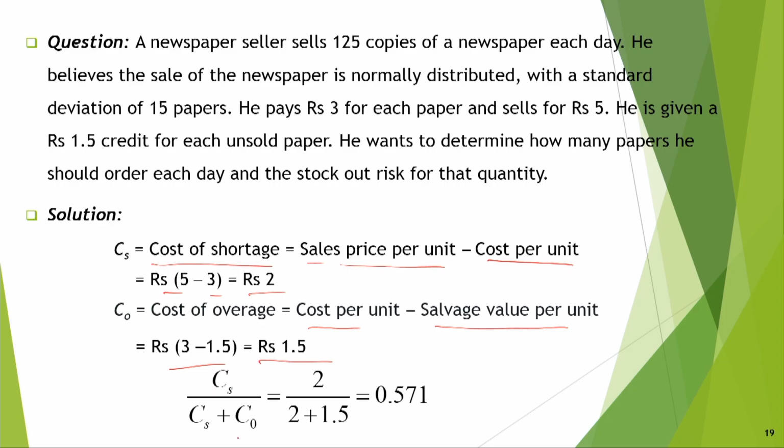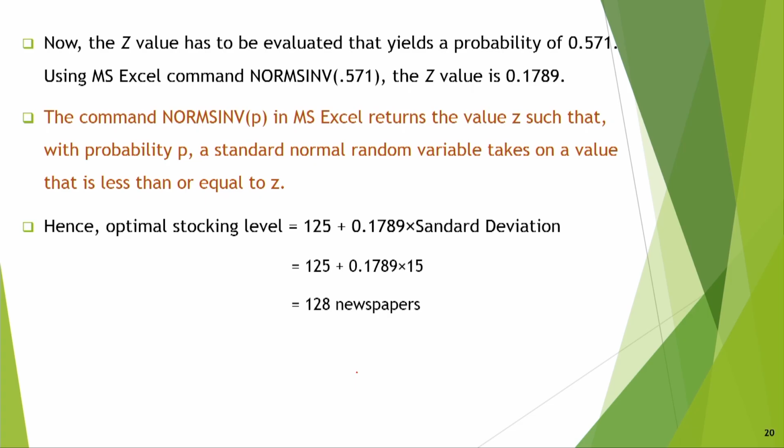So, CS divided by CS plus CO will be 2 divided by 2 plus 1.5, that value comes out to be 0.571. So, now the Z value has to be evaluated that yields a probability of 0.571, that means we have to get a probability of at least 0.571. So, Z value is what?